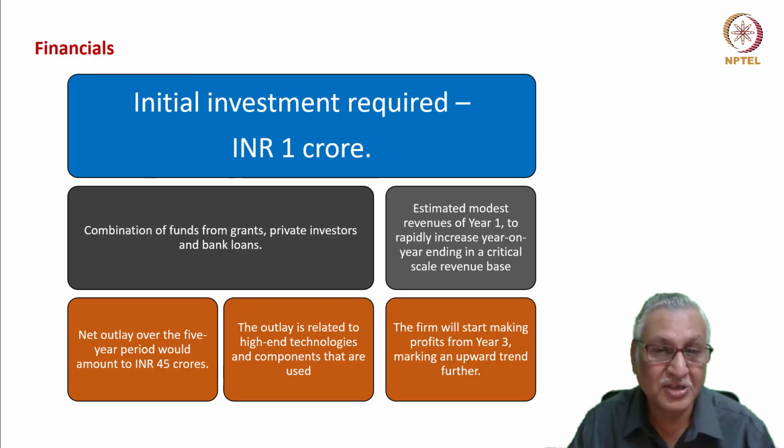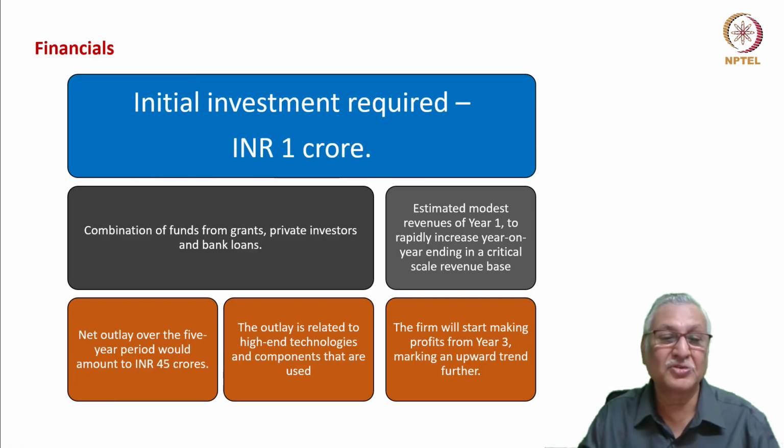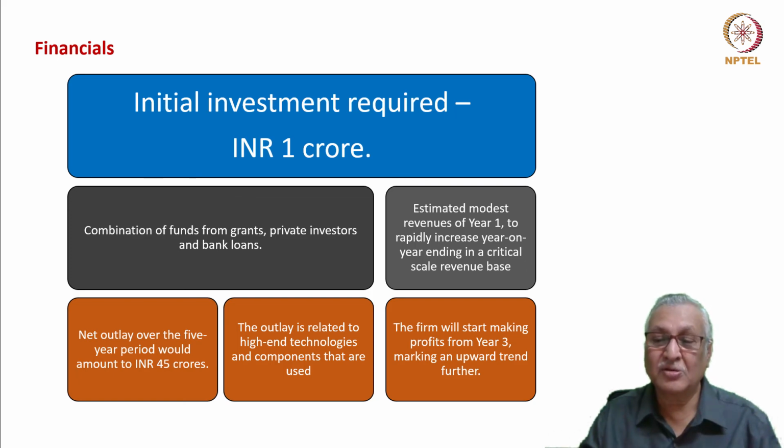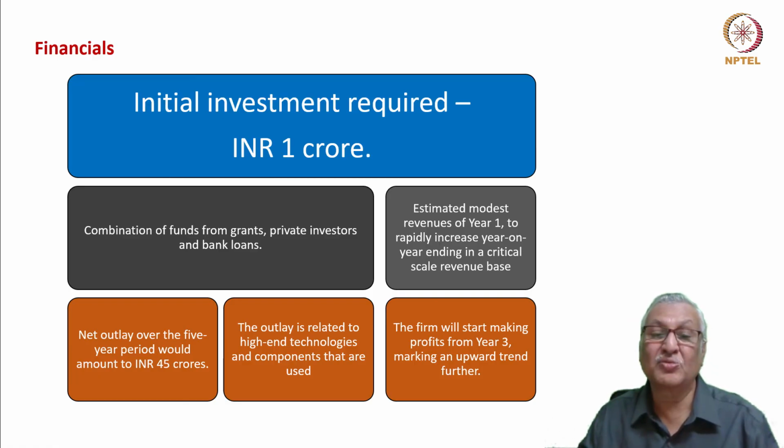Initial investment required is estimated at 1 crore of rupees, which will be a combination of funds from grants, private investors and bank loans. Modest revenues in the year 1, but going up continuously. Net outlay over a 5-year period would amount to 45 crores, and that has to be more than compensated by the overall revenue, at least from the year 3, so that the product would break even and be satisfactory for the investors to invest in. So this is the overall outlook of Lingua Reader.